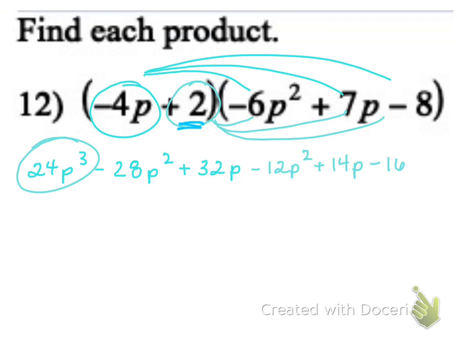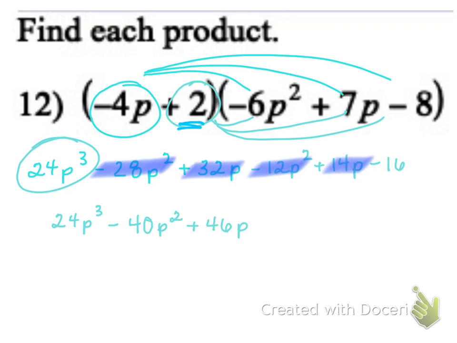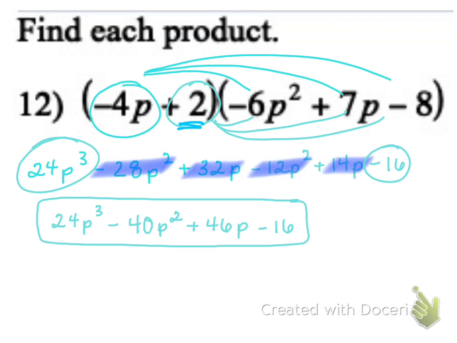Once you do that, we're just combining like terms. My highest power is cubed. I don't have anything to combine that with. Then I have p to the 2nd, then p, and then my constant at the end. Okay, so I'm just adding or subtracting those coefficients depending on what sign they have out front.